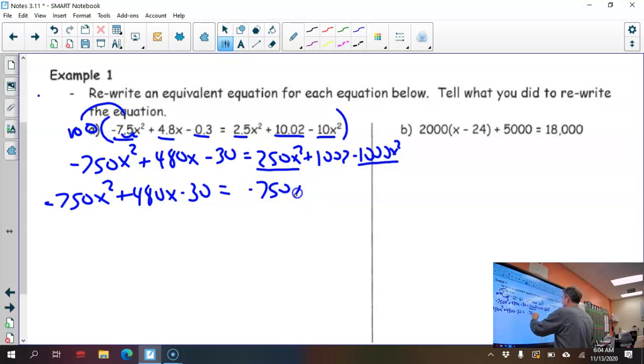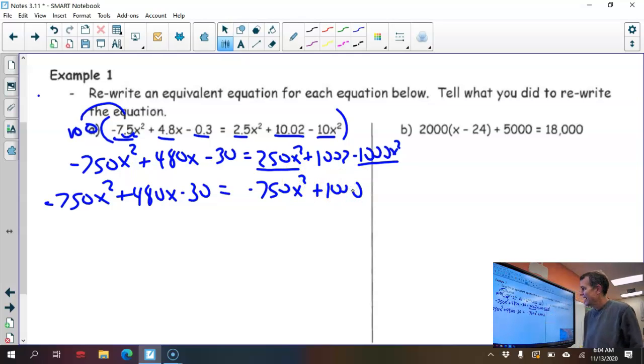That's negative 750x squared plus 1,000. And I have cleared the decimals. I could basically do it in my head now and not need a calculator. Hey, look, do you remember this?